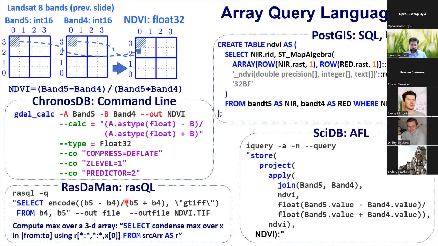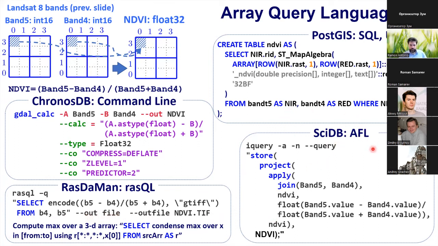RasDaMan's query language, which is RasQL, strives to be similar to standard SQL, but some queries may look unusual for an SQL user. And this example is at the bottom. For example, this very large syntax tells RasDaMan to compute max over a 3-dimensional array.